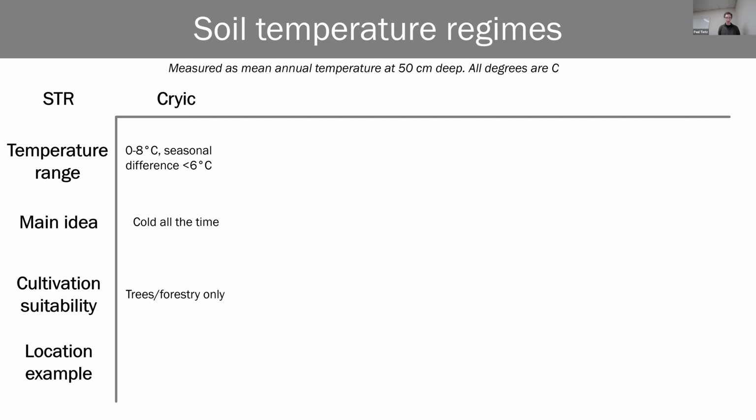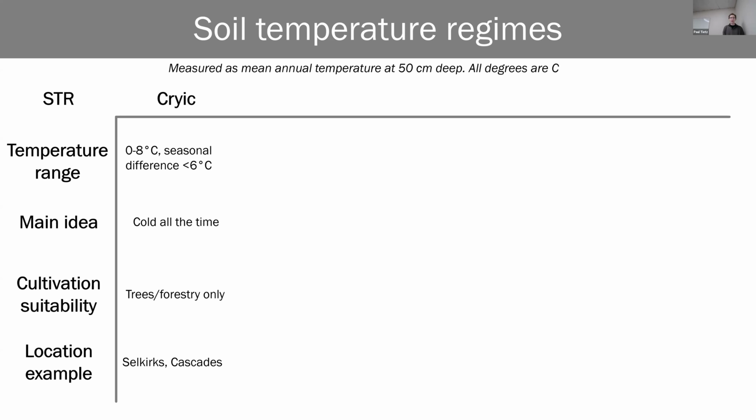Cultivation suitability, what can grow here? Usually it's only trees and forestry kind of cultivation, silviculture land use. You could find a cryic temperature regime maybe up in the Selkirks, maybe over in the Cascades, kind of higher elevation places around here at least. So it doesn't need to be 40 degrees like air temperature all year. We're talking about the soil again.